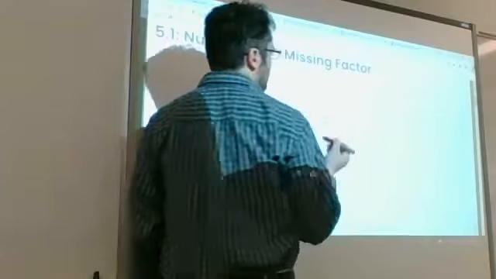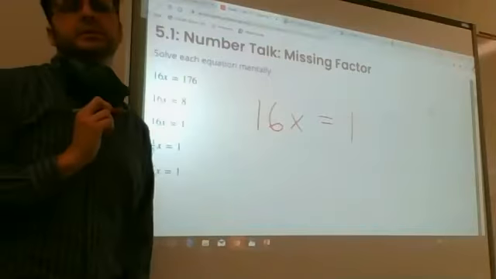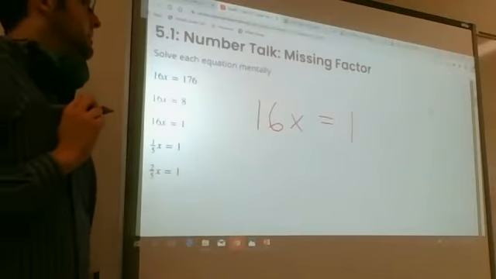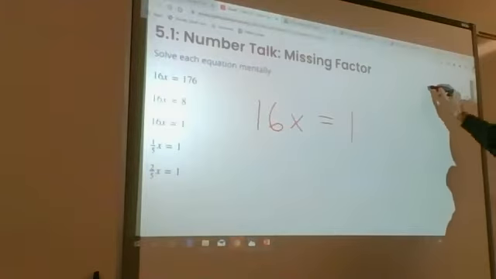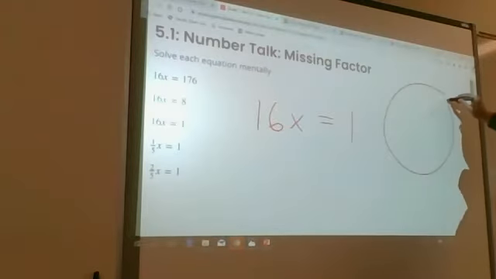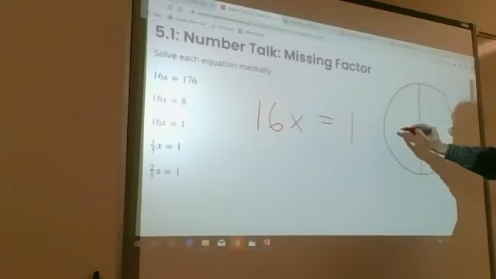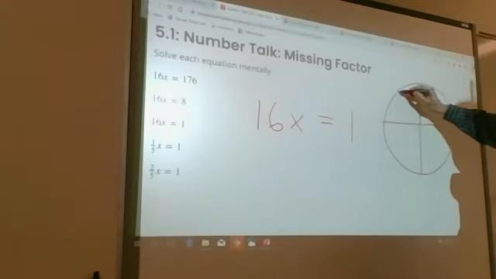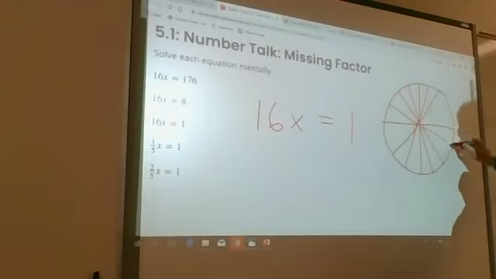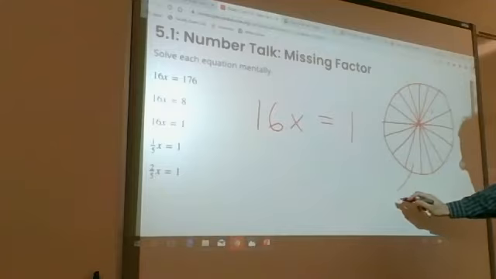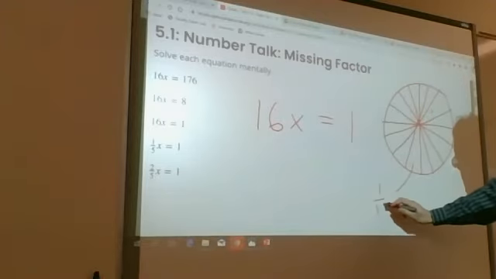All right. The next one, this is kind of weird. 16x equals 1. Think about this. If I have a pizza and I cut it into 4 slices, 8 slices, and now 16 slices. So each one of these slices is 1/16.